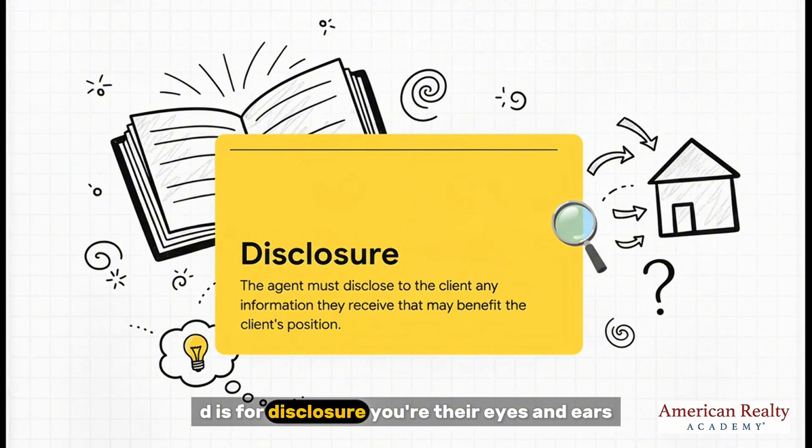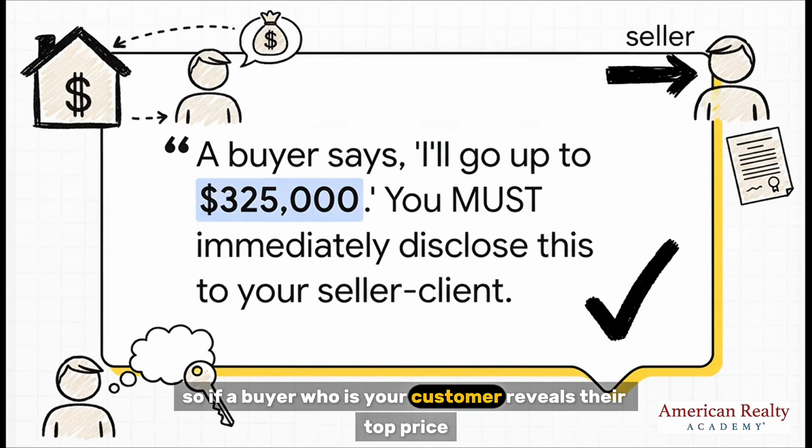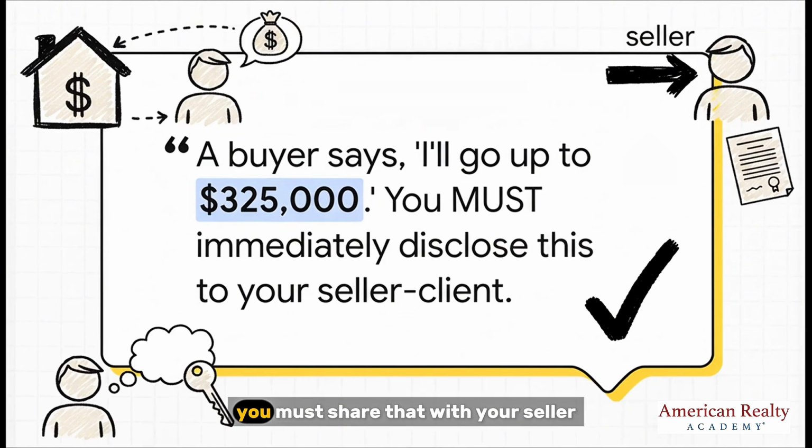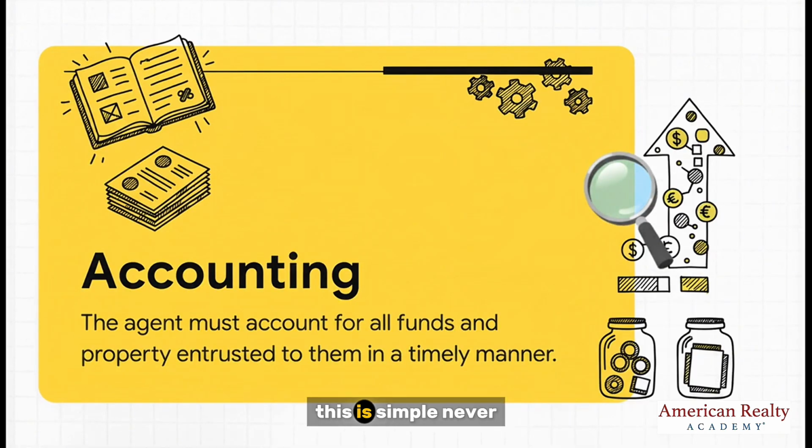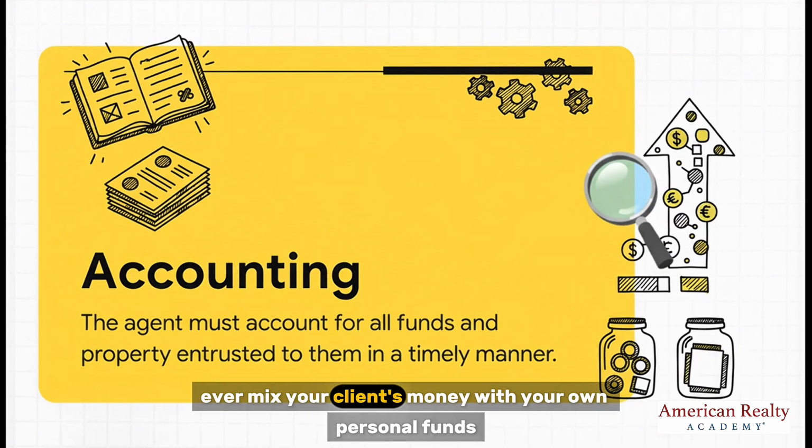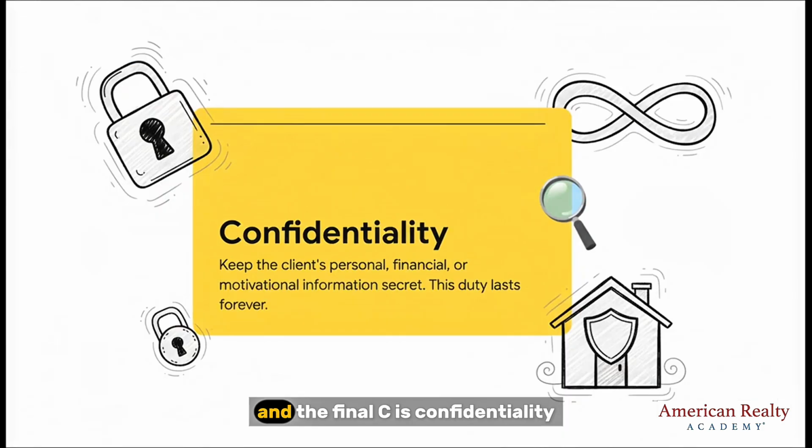D is for disclosure. You're their eyes and ears. You must tell your client everything you learn. So if a buyer who's your customer reveals their top price, you must share that with your seller client. A is for accounting. This is simple. Never, ever mix your client's money with your own personal funds. And the final C is confidentiality. What they tell you stays with you, and this duty lasts forever.